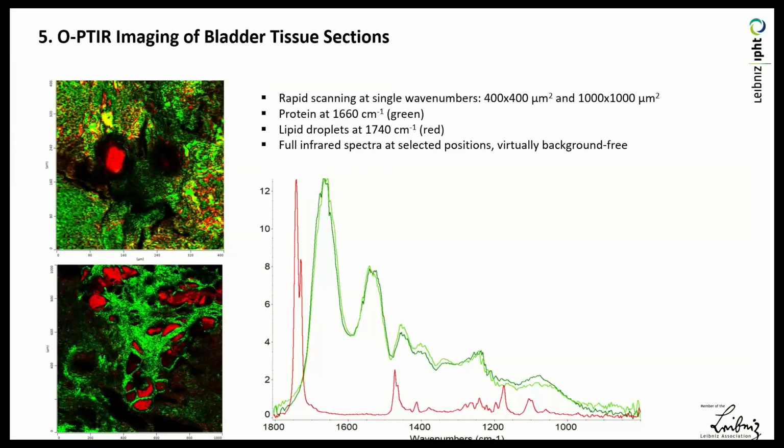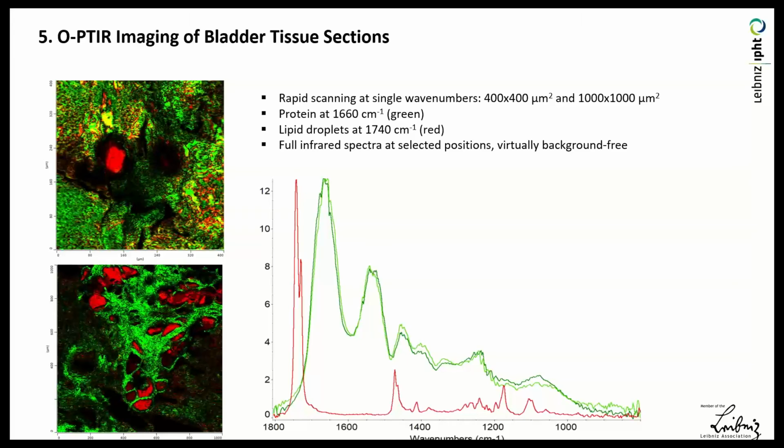Okay, we have also projects where we study tissue sections, and one of the first OPTIR images from tissue was here from a bladder tissue section. This was 400 by 400 micron, or here 1000 by 1000 micron.